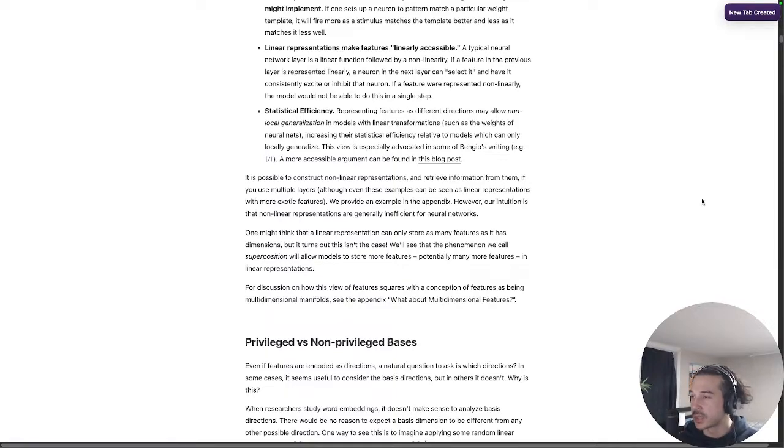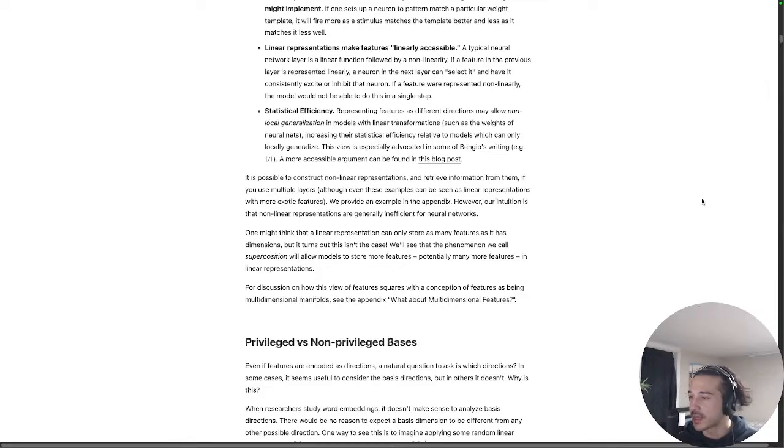It is possible to construct nonlinear representations and retrieve information from them if you use multiple layers, although even these examples can be seen as linear representations with more exotic features. We provide an example in the appendix. However, our intuition is that nonlinear representations are generally inefficient for neural networks.